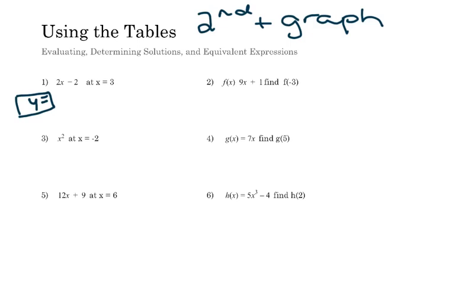And once we're in the table, you have x, y. The value you care about looking at is right here. So I'm going to look at 3, and I want to know what's right next to it. In this case, when you do it, I know that next to 2x minus 2, there's going to be a 4. So your answer is that 4.